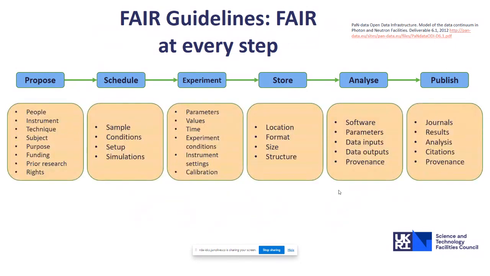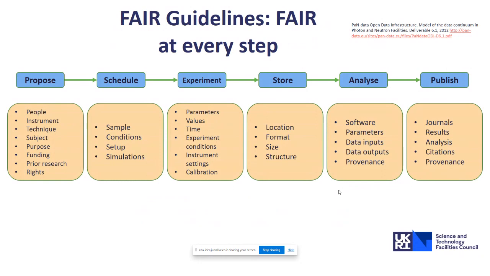We want to be able to collect information about what we do at every step along the way. So during the proposal, you can collect information about what the experiment is about, who's doing it, what it's for, who's funded it. And then as you go through scheduling, you may collect more information about the sample, what you're doing, what preparatory work you have done during the experiment. You've got the information about the run itself, its parameters, its values, its data fields. Storage, then you locate where you're actually locating it and what things about its format, size, structure.